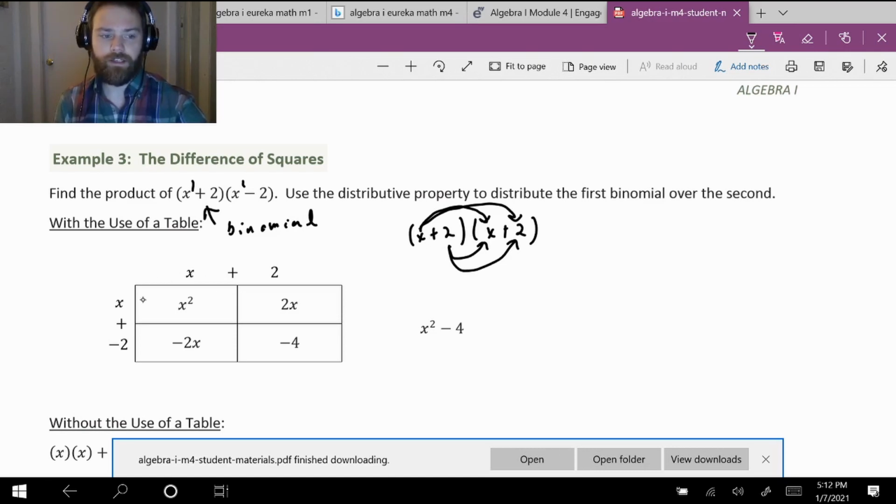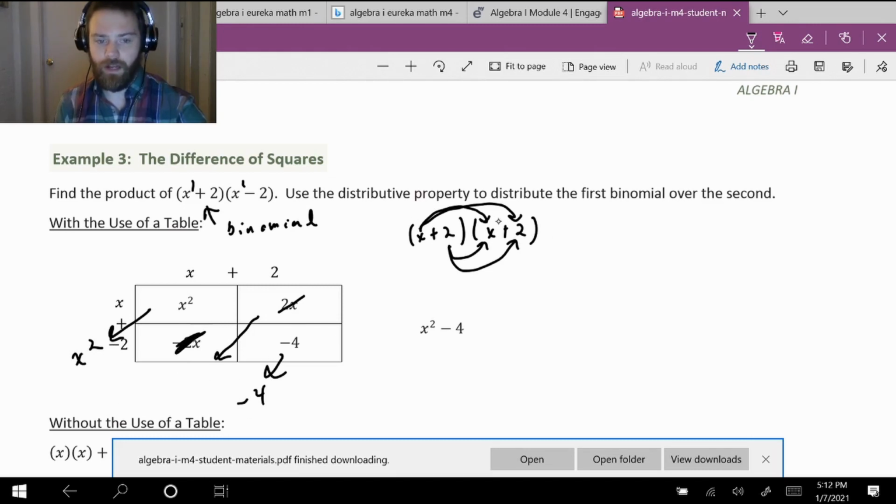they're saying x times x is x squared. x times 2 is 2x. Negative 2 times x is negative 2x. Negative 2 times 2 is negative 4. But if I add across these diagonals, the b term of your trinomial, your 2x and your negative 2x, your linear term will cancel out. 2x minus 2x is 0. So x times x is x squared, and then 2 times negative 2 is negative 4. So x squared minus 4.